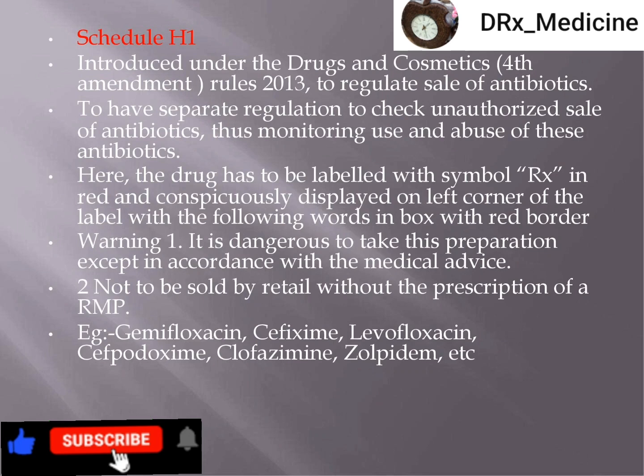Schedule H1 was introduced under the Drugs and Cosmetics, 4th Amendment, Rules 2013, to regulate sale of antibiotics. It provides separate regulation to check unauthorized sale of antibiotics, thus monitoring use and abuse of these antibiotics. Here, the drug has to be labeled with the symbol Rx in red, conspicuously displayed on the left corner of the label, with the following words in a box with red border. Warning: 1. It is dangerous to take this preparation except in accordance with the medical advice. 2. Not to be sold by retail without the prescription of an RMP. E.g., gemifloxacin, cefixime, levofloxacin, cefpodoxime, clofazimine, zolpidem, etc.